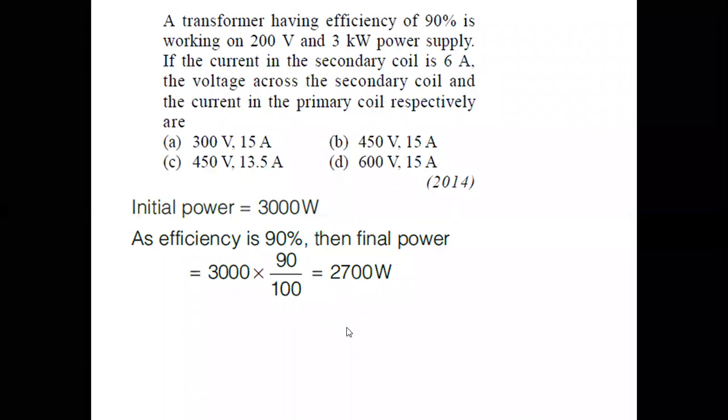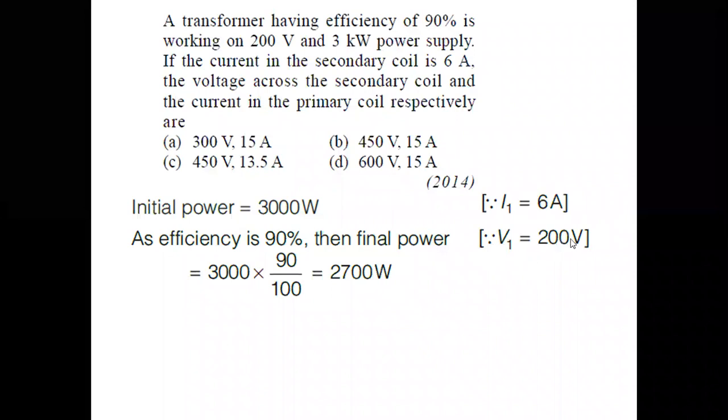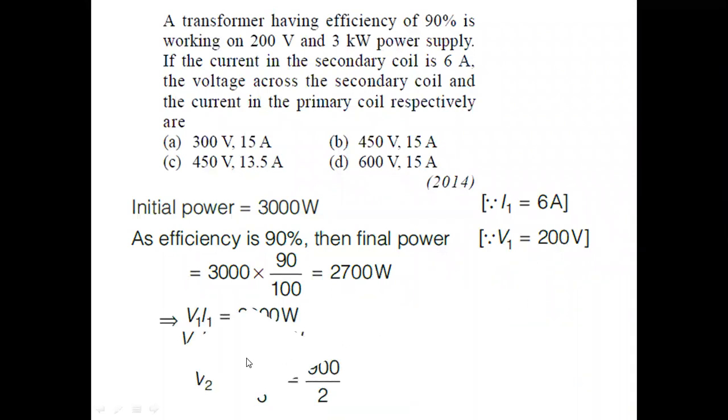Then let me go to the next formula. Given value is the primary current 6 ampere, and voltage is 200 volt. So you have this rule. V1 I1 equal to initial power, final power equal to 2700 watt. By using these formulas, you have initial voltage 200, you need current I1. I1 you can easily calculate. You need to calculate V2, I2 already given.